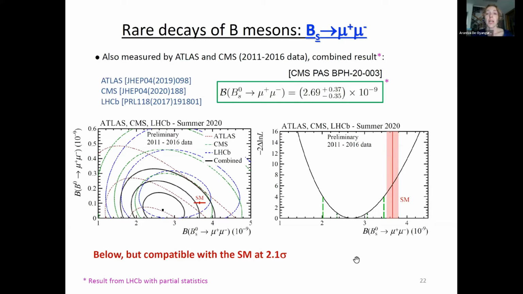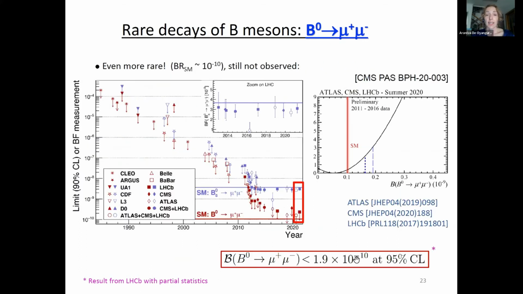Then even more rare is this Bd to mu mu, which we are still looking for. I hope that we will find it very soon. At present we have just a limit that it has to be less than about 2 times 10 to the minus 10. And the prediction of the standard model is just there. We are around here.